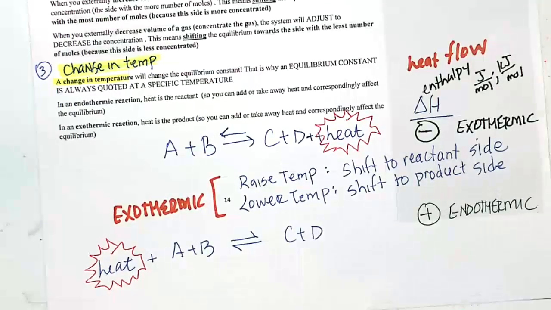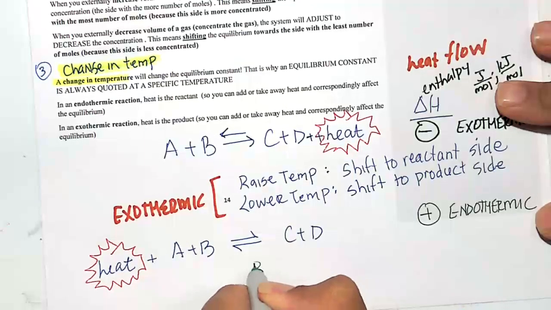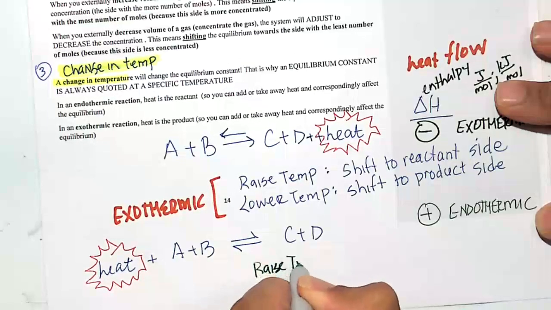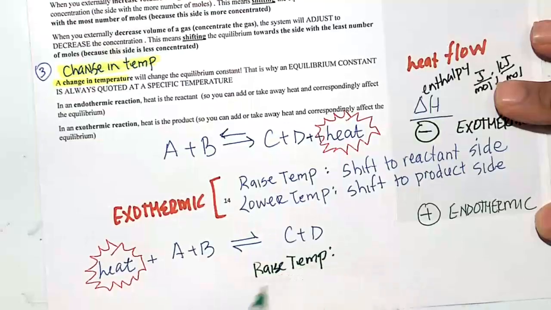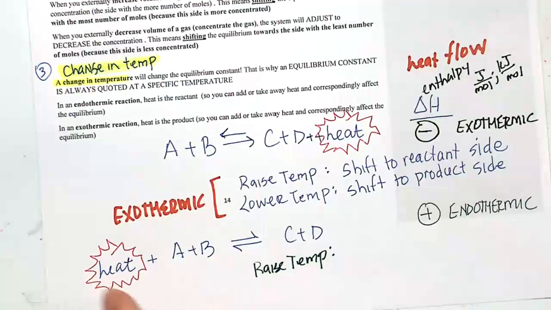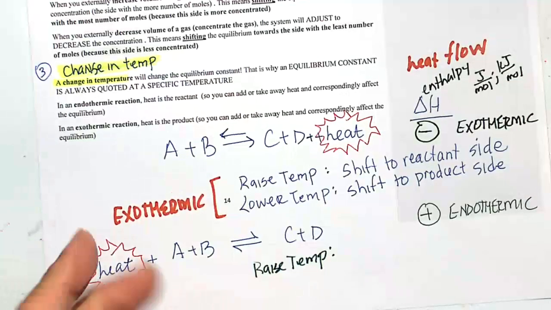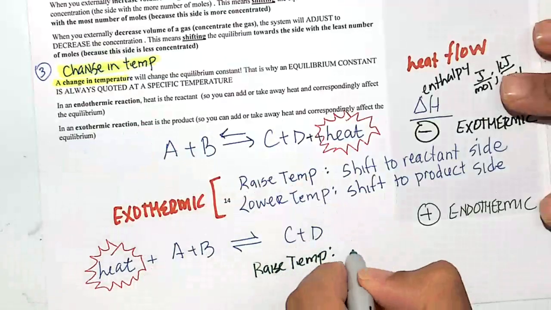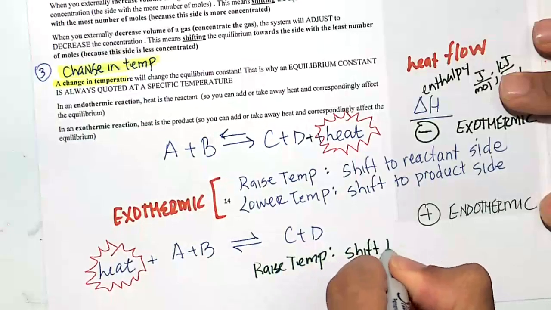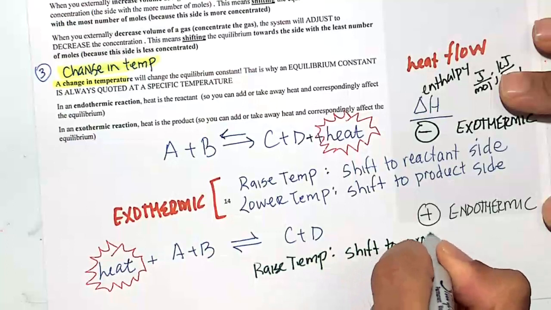So we're going to do the exact same thing here. If we raise the temperature for an endothermic reaction, where will it go? We raise the temperature, we add heat. Which way will the reaction shift? Shift to the product side.